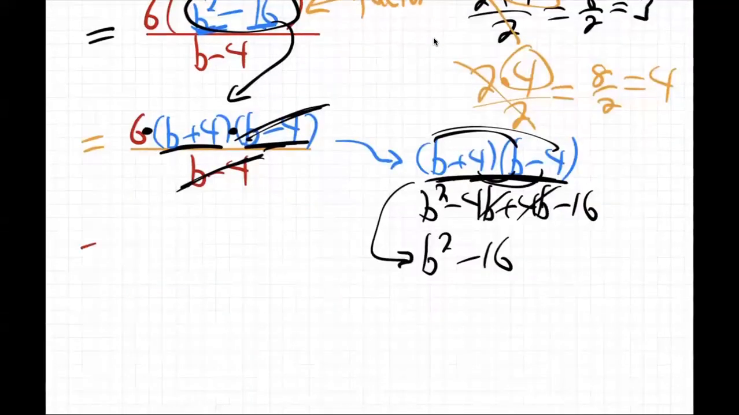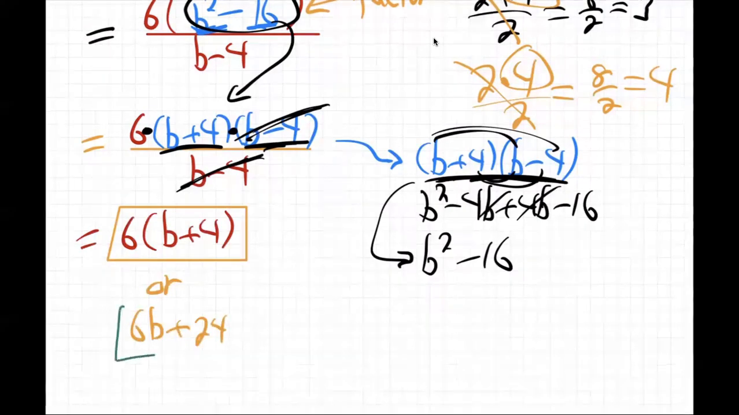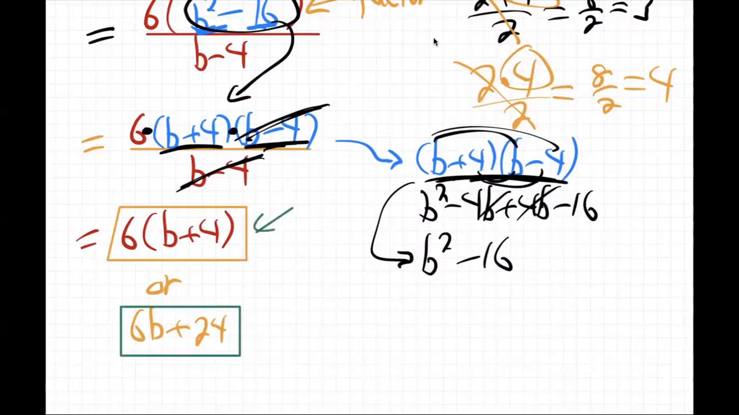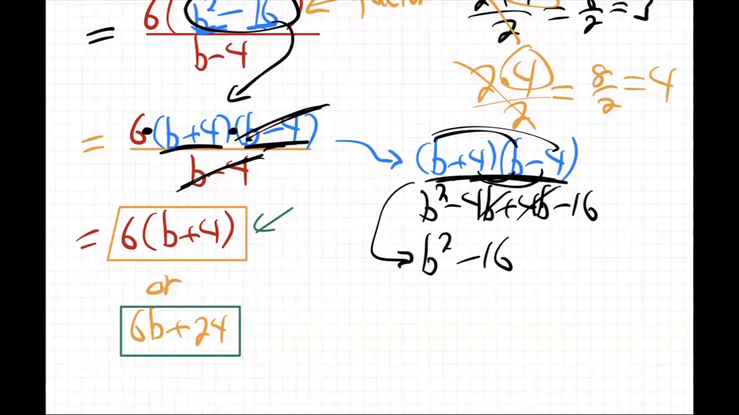And so what are we left with? 6 times b plus 4. That, in fact, is our answer. Or if you want, you could distribute the 6 and write it 6b plus 24. That's good too. It'll take it either way. Both are good and valid answers. I'd probably just leave it like this. I know if you click the answer button, it shows it the other way, but most people leave it like this. It doesn't matter. It'll take either one. Both are right answers. And so there we go.